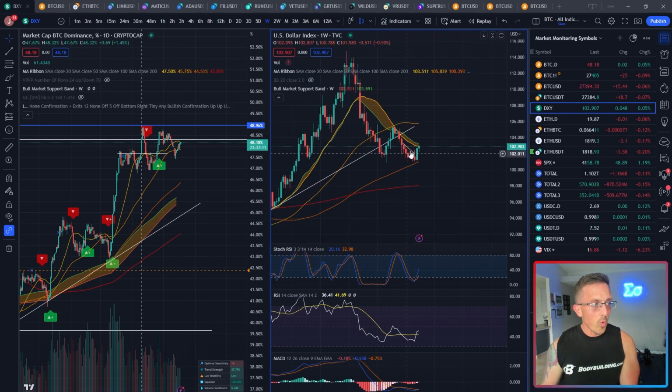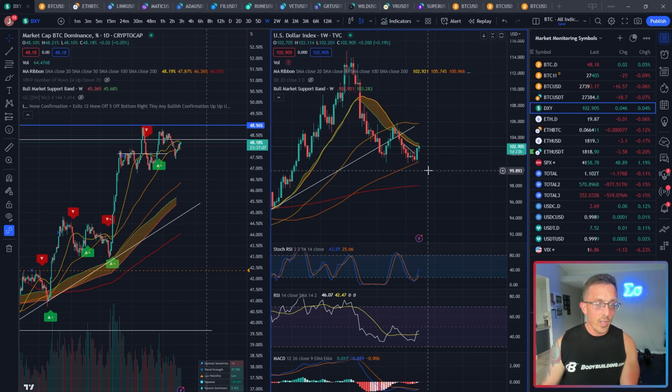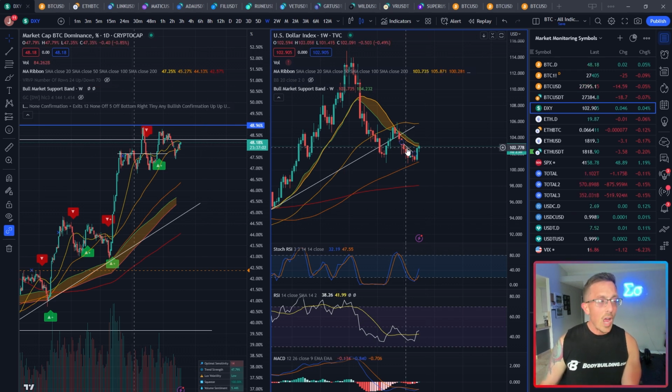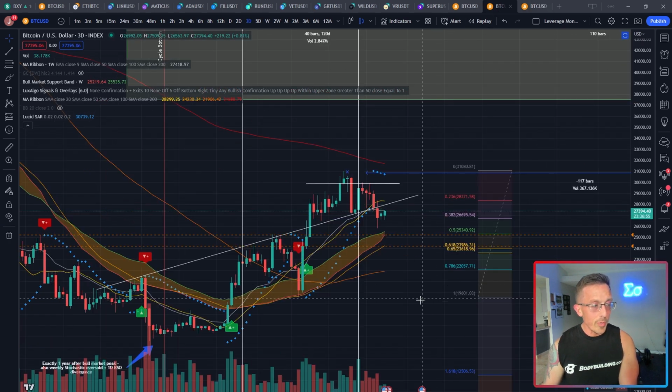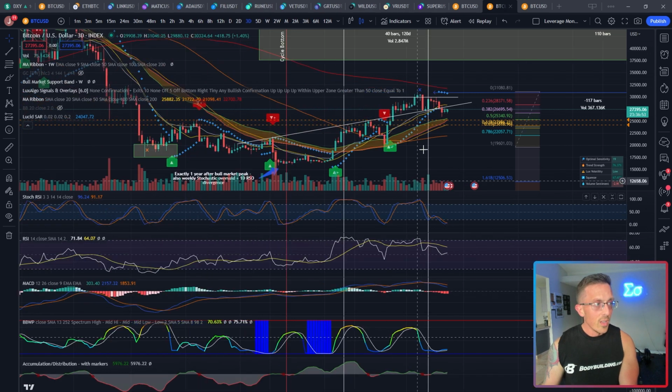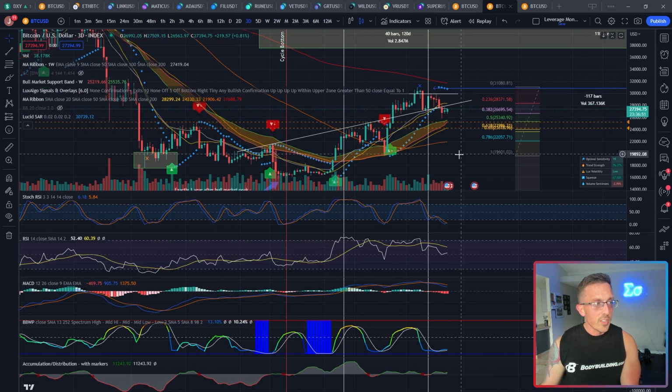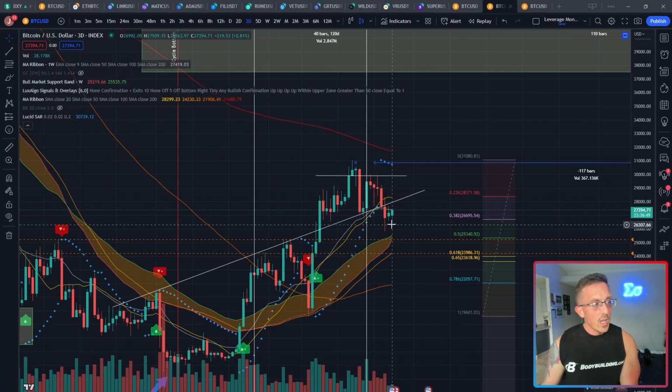So we could see a break of the bull market support band on the dollar, which would be bearish for Bitcoin and would kind of be in confluence with the general opinion of the market right now. However, we're getting a lot of mixed signals, right? So it's very hard to tell what's going to happen because Bitcoin is getting these BBWP expansions potentially in the next 24 hours or so. So it's going to be a crucial time to watch.